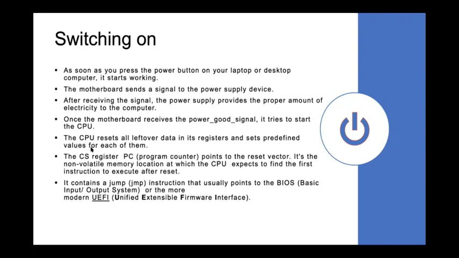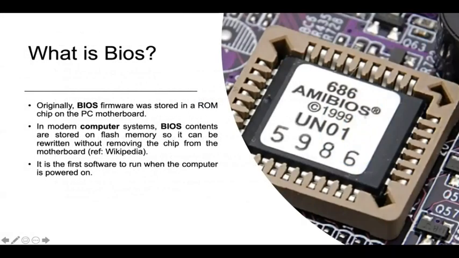So before we look at how the booting process goes ahead from the BIOS, let's quickly revise what is BIOS, and why a computer needs it. So what is BIOS? Originally, BIOS firmware was stored in a read-only memory chip on the PC motherboard. In modern computer systems, BIOS contents are stored on flash memory, so it can be rewritten without removing the chip from the motherboard. It is the first software to run when the computer is powered on.